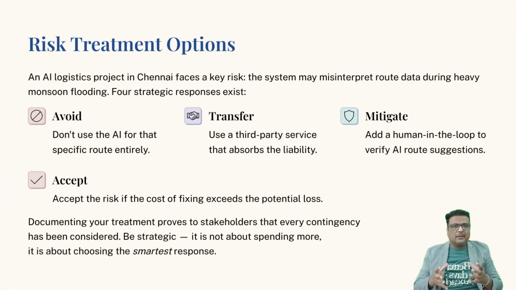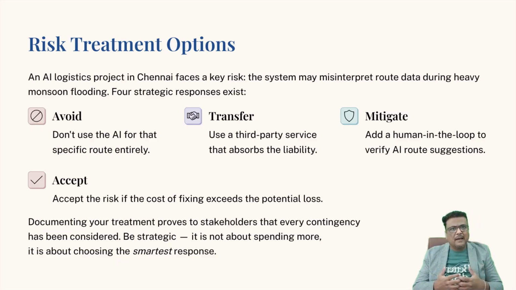You are running an AI project for a logistics company in Chennai and you have identified a significant risk. The AI might misinterpret route data during heavy monsoon flooding. Now you have 4 distinct ways to treat this risk. You can avoid it by not using the AI for that specific route. You can transfer it by using a third-party service that takes the liability.